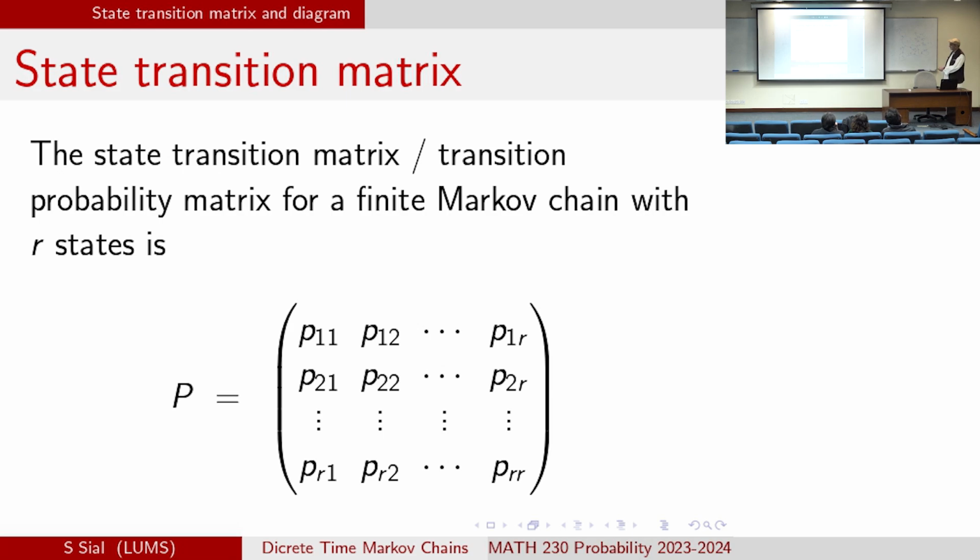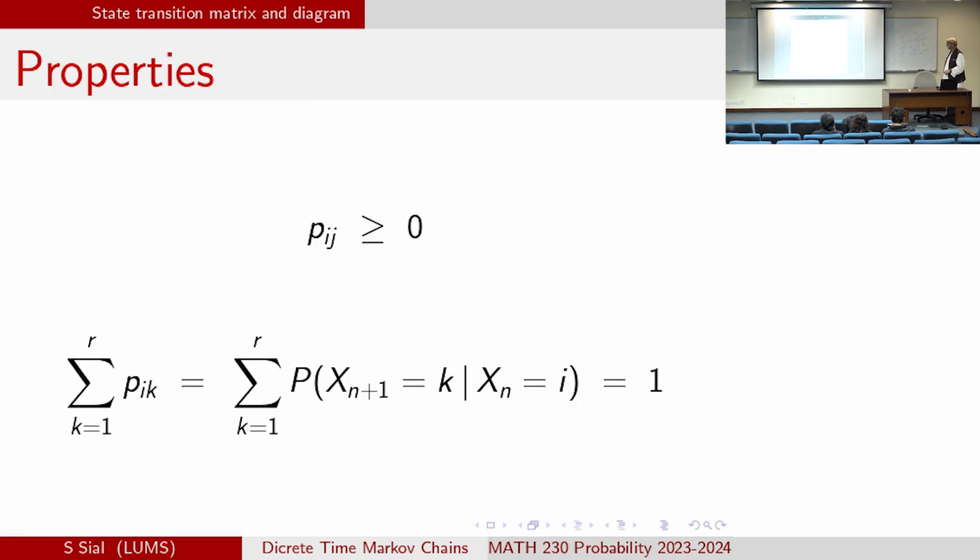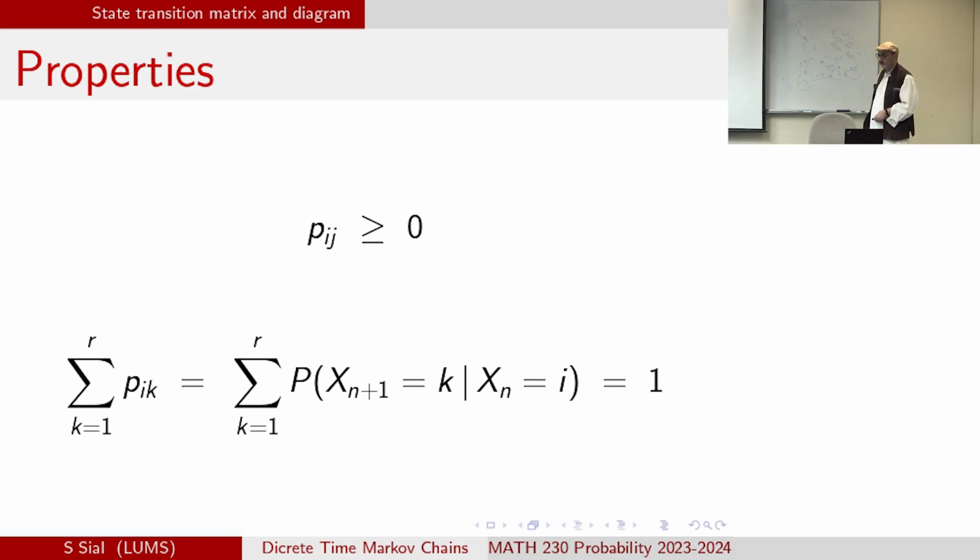And once again, the Pij means if the system is currently in the state i, what's the probability that it will next transition to the state j? So the Pijs are probabilities. They will always be greater than or equal to 0. And if you sum these Pik, if you sum over k, then they should sum to 1. The probabilities should sum to 1.